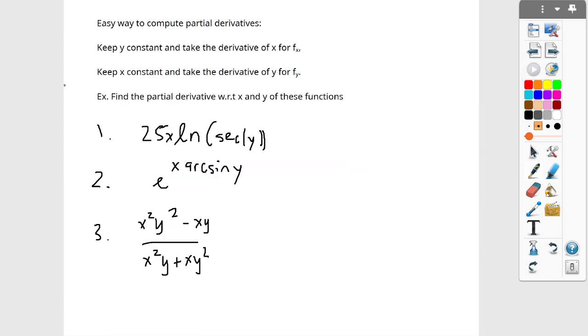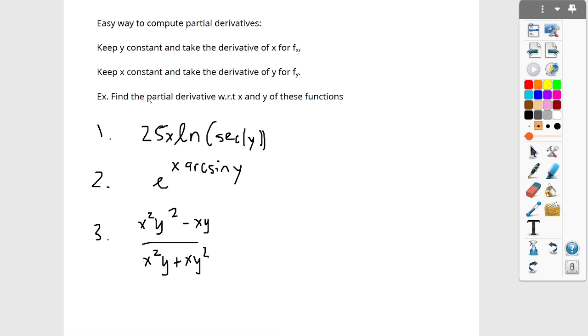So I have already told you the ways to compute partial derivatives, and I want you to try these 3 ways to compute partial derivatives, and we will come back later. We will come back in 5, 4, 3, 2, 1.